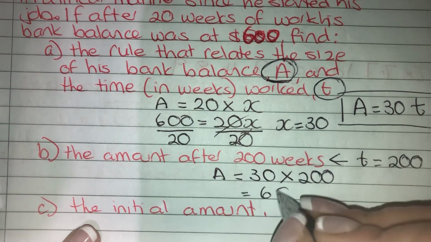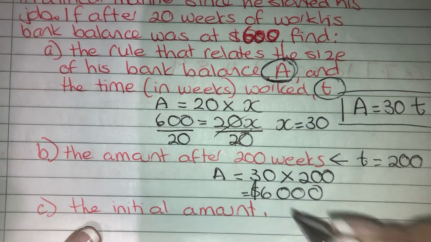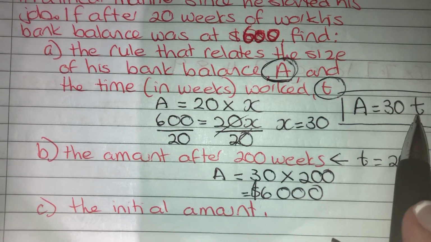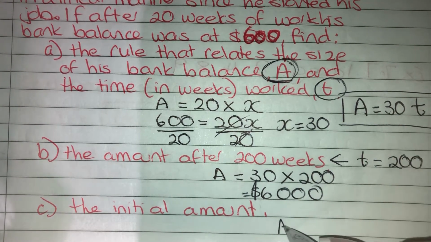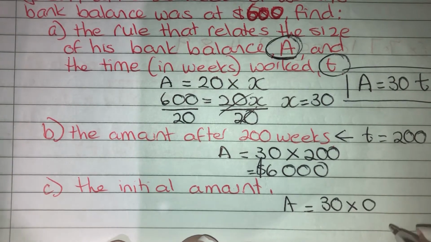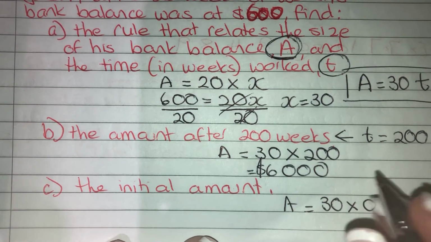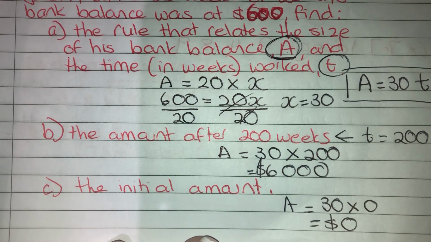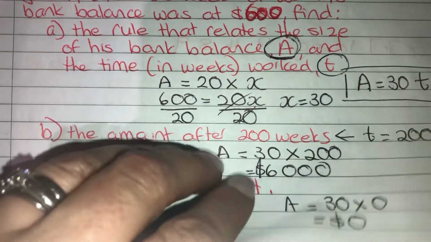And if we multiply all that, that is going to be $6,000. The initial amount: what's the time at the initial amount? He's worked nothing, so the time in this case is going to be 0. If no time has elapsed, no one's going to pay him anything, so it makes sense that he'll get 0. The hard part definitely is building the equation. It's something you just need to get used to by doing some examples.